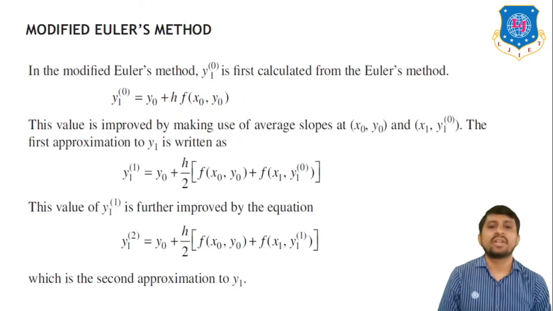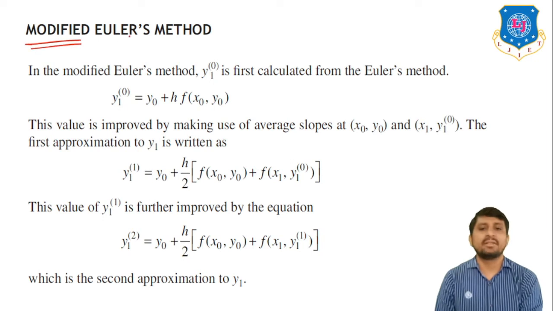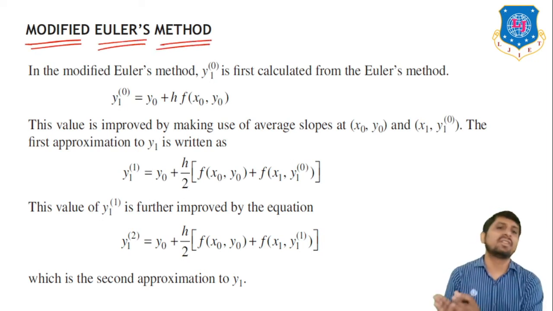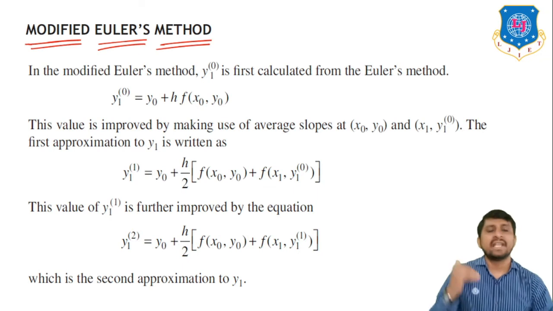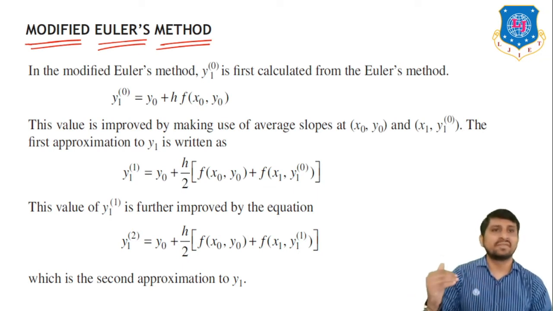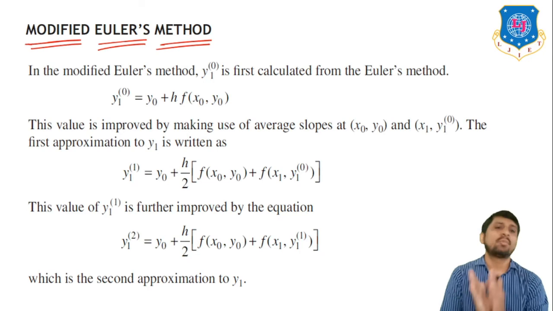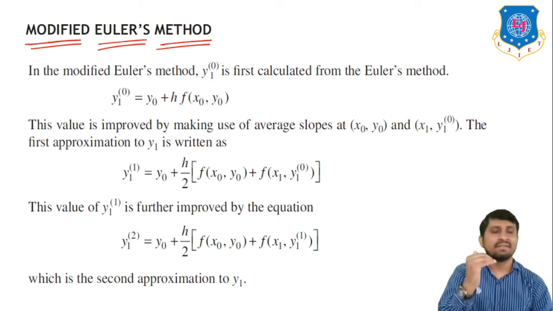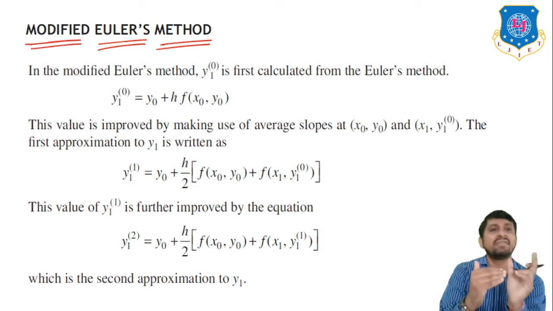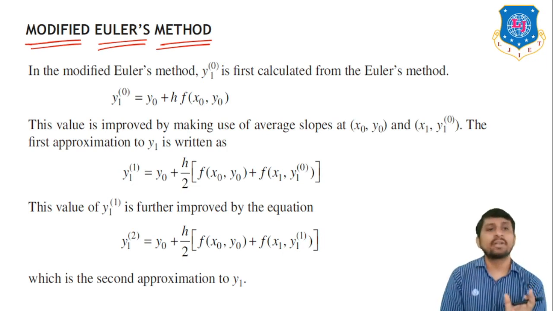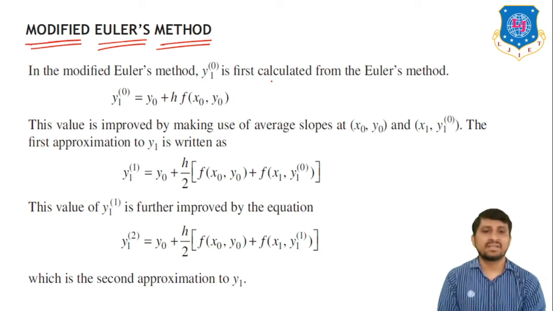Now the next one is the modified Euler's method. What is the difference between Euler's method and modified Euler's method? In Euler's method, we find the first approximation y1 only one time, then immediately find the second approximation, then the third. But in modified Euler's method, first we find our first approximation y1, and then we have to find an accurate value of it. That's why this is called modified Euler's method. First calculate y1 from Euler's method.